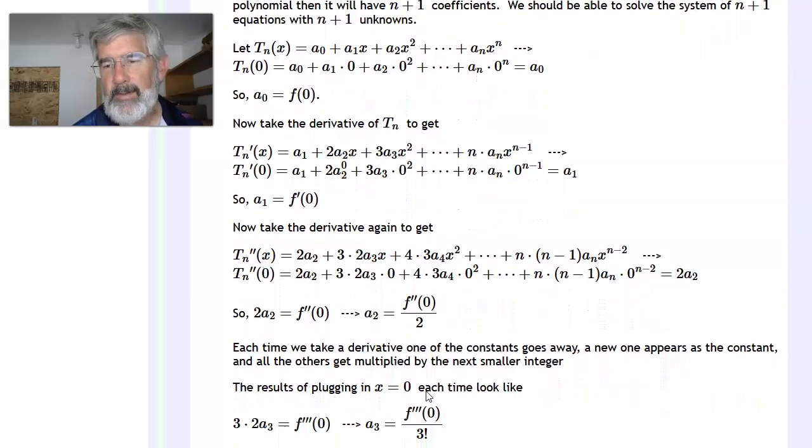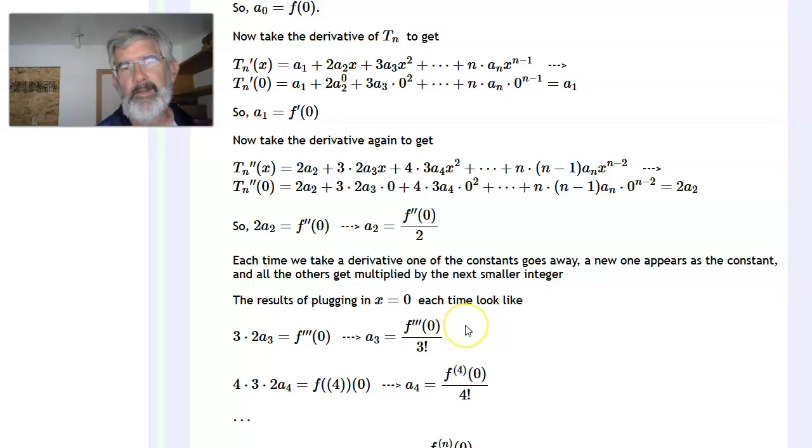And each time we take the derivative, one more constant goes away, and then you get the next constant. But then it's been multiplied by things, right? First it was multiplied by 2, then it was multiplied by 2 times 3. The next derivative would be 2 times 3 times 4. The next derivative would be 2 times 3 times 4 times 5, and so on. So we would get the following, that 3 times 2, a3, is going to be the third derivative of f. So a3 has got to be the third derivative divided by 3 factorial.